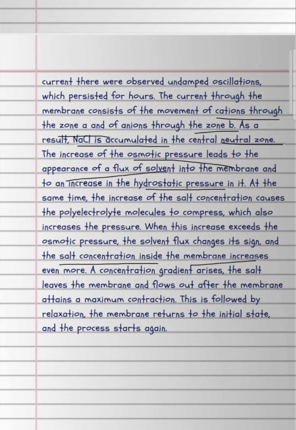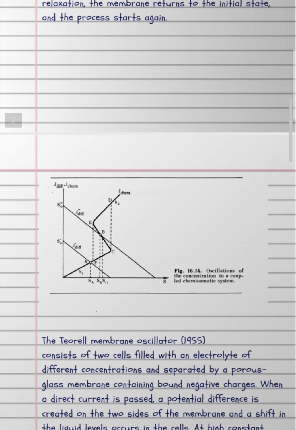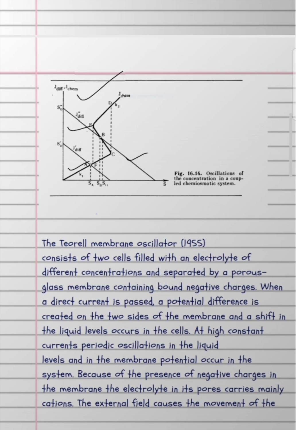As the concentration gradient rises, the salt leaves the membrane and flows out of the membrane, attaining the maximum concentrations. This is followed by a relaxation. The membrane returns to the initial state and the process starts again. You can see in this diagram we have different regions like A, C, B, D, or ABCD. This is the diagram of the oscillation of the concentration in a coupled chemoosmotic system.